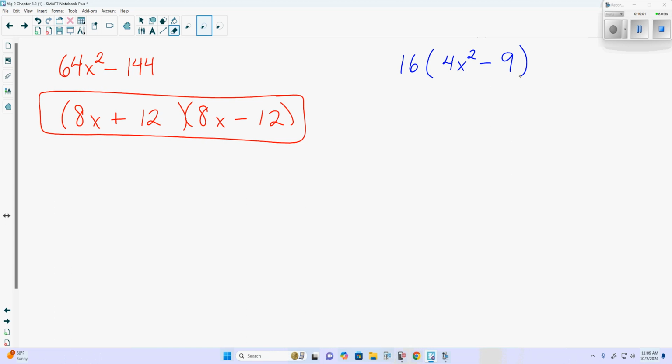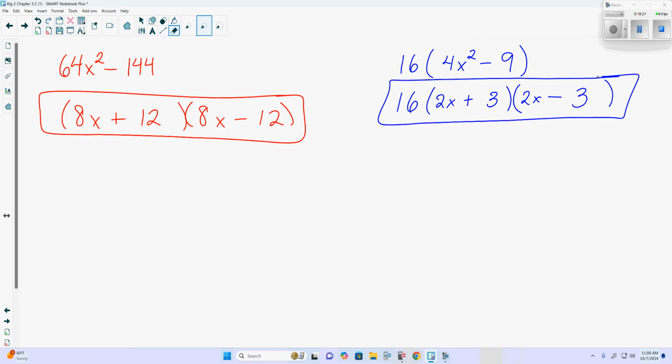Okay. So what times itself is 4x squared? 2x and 2x, plus and minus. What times itself is 9? So really, 64x squared minus 144 is 16 times 2x plus 3 times 2x minus 3.